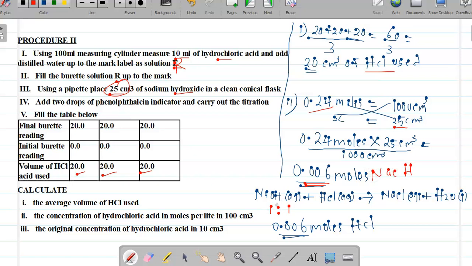So now to get the number of moles of the acid used, you write the equation. You react sodium hydroxide with hydrochloric acid, then you get sodium chloride plus water. Then the mole ratio is 1:1 because this equation is balanced. If the mole ratio is 1:1, the number of moles of hydrochloric acid will be the same as the number of moles of the base, which is 0.006 moles. This is the number of moles of the hydrochloric acid you used. We have also here the volume of hydrochloric acid used, which is 20.